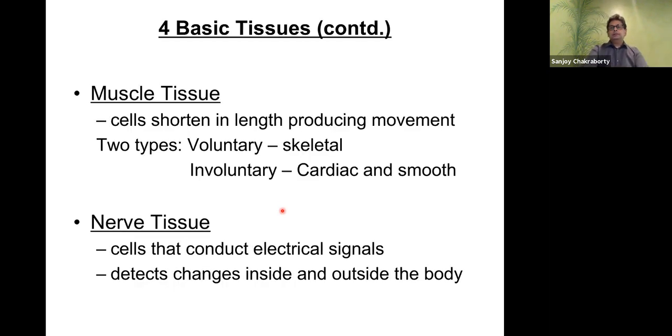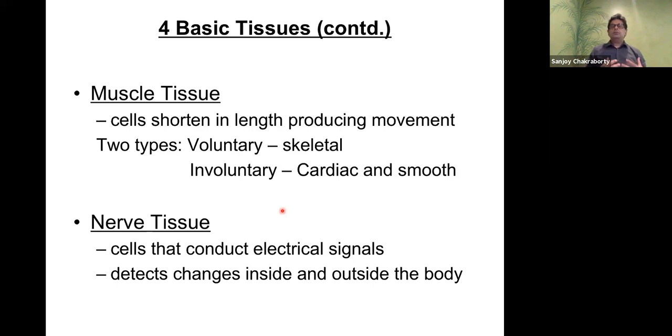Muscle tissue mainly produces movement, or we can say they produce force. For example, your heart produces a lot of force so that the blood can travel. There are 3 classes of muscle tissue: skeletal, cardiac, and smooth. Out of them, skeletal muscles are attached to your bone, and those are voluntary muscles, meaning you can consciously control them. If I want to move my hands, I can move them using these muscles, because I can do it voluntarily.